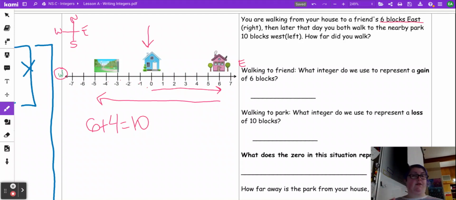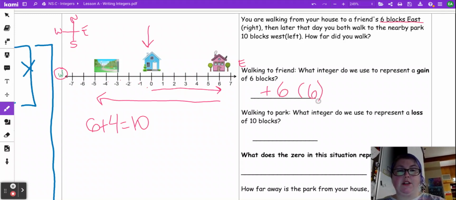Okay, lots of things going on here. So let's talk about walking to your friend. What integer do we use to represent a gain of 6 blocks? We would use +6, or remember, you can just write the number 6. So if we are representing a loss of 10 blocks, the opposite direction, well, we know integers, the opposite is our negative, so that would be -10, because it's a total of 10 blocks, but it's in the opposite direction. That would be a loss of 10 blocks.